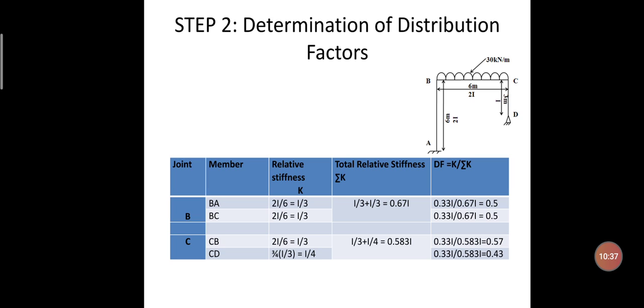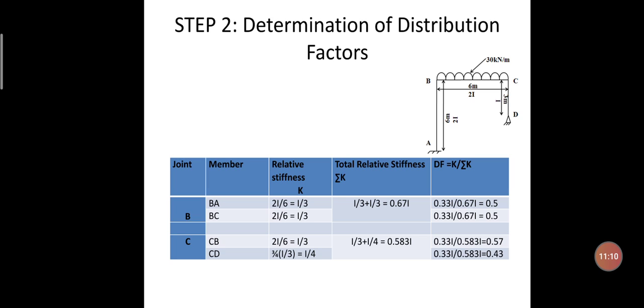So C is a farther end wherein it is a continuous support. So continuous joint. Whenever the farther end is continuous in nature, the relative stiffness is again equal to I by L itself. So here, as in case of BC member, I is equal to 2I and L is equal to 6. Therefore it is equal to 2I by 6. If I simplify that, it is again equal to I by 3 itself.